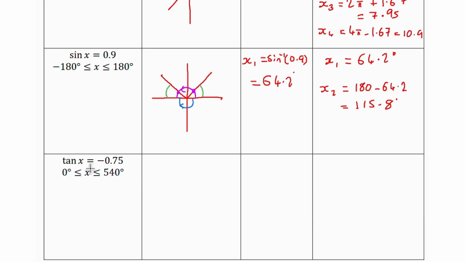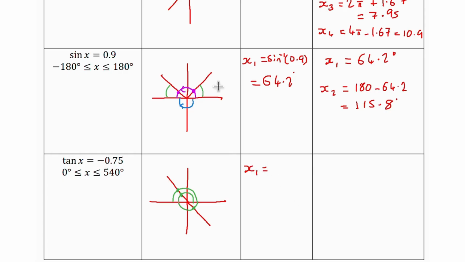Tan of x is equal to minus 0.75 between 0 and 540. In my unit circle, tan is negative in quadrants 2 and 4. And I'm going from 0 to 540. So I'm going 0 to 180, to 360, and then another 180 will get me to the 540. So I'm doing 1.5 full cycles here. This time I have 3 solutions that I'm looking for.